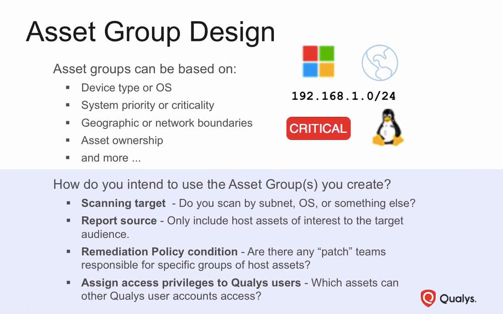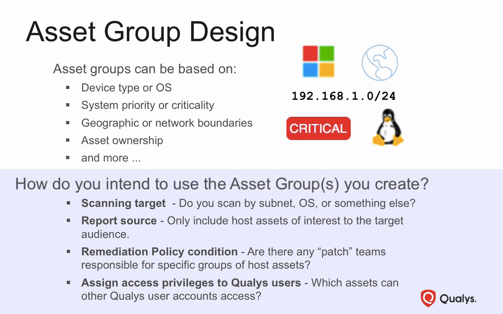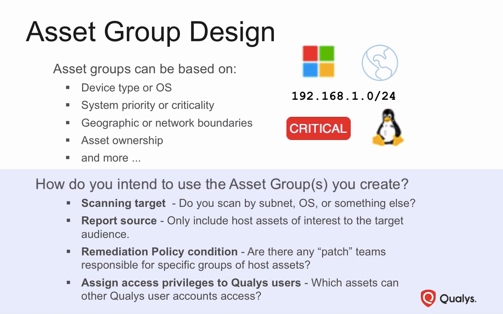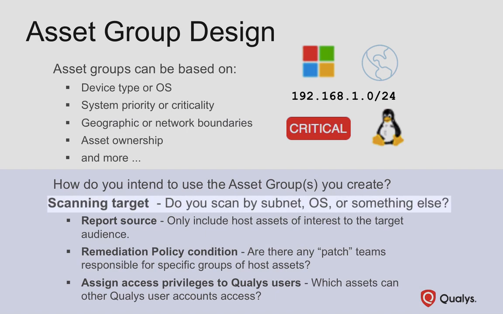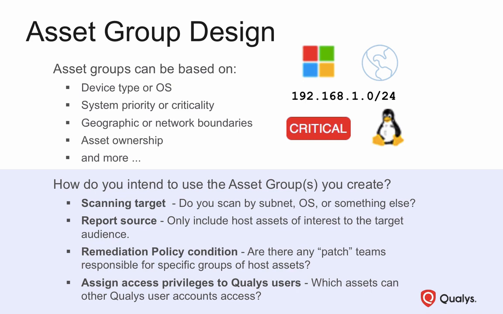As we've seen earlier, there's a lot of different ways to build and design an asset group. The question that will help you determine which asset groups you need is, how do you intend to use the asset groups that you create? For example, asset groups are commonly used as targets for performing vulnerability scans, in which case you might prefer to scan by subnet, or you might run separate scans for different host operating systems. You might even run high-priority scans for mission-critical systems. Whatever technique you prefer, you can typically build multiple asset groups that reflect your customary or regular scanning targets.